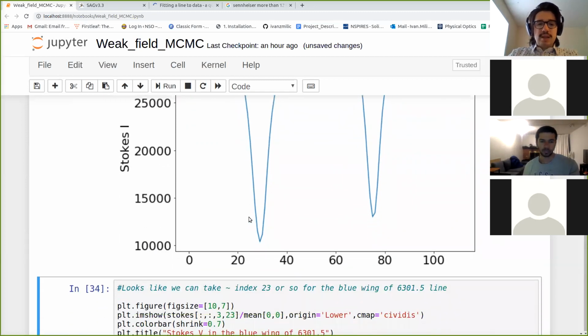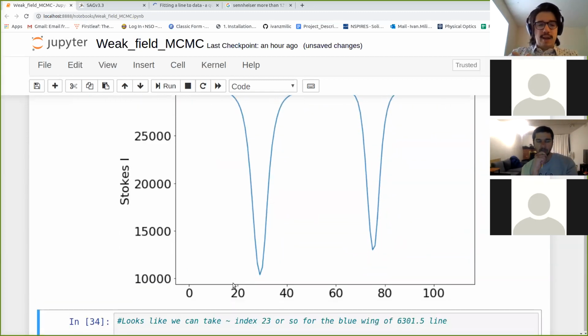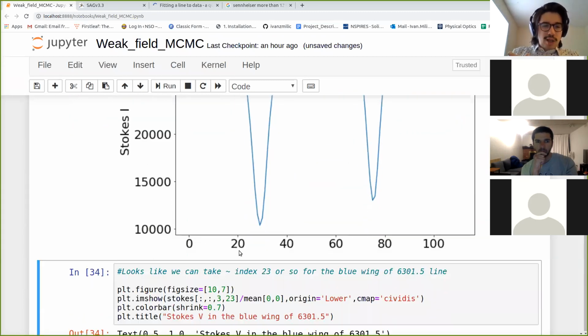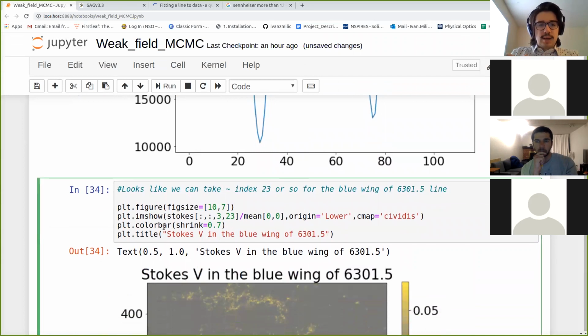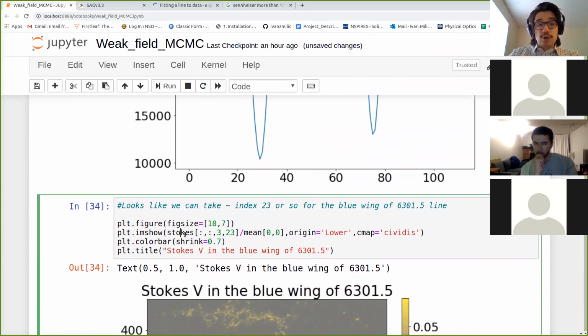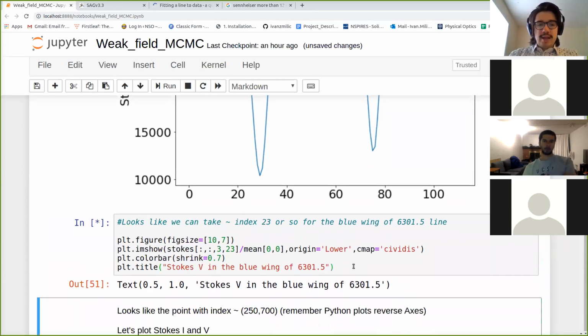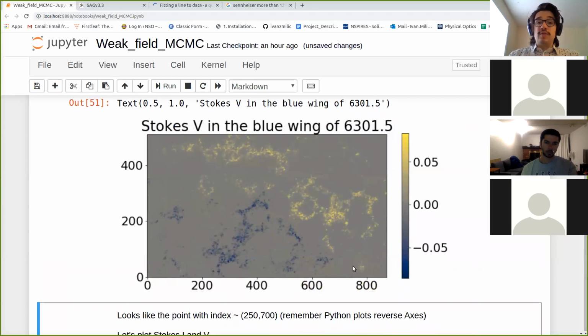So I roughly estimated that this index is roughly 23, just by my educated visual guess, and I'm plotting here now the image, which means I'm plotting the Stokes parameter at each spatial point. Stokes parameter 3, which means Stokes V, at wavelength point 23, and I'm dividing it by the mean continuum, okay? And when we plot that, we're basically going to get the Stokes V map in the blue wing of 6301, and this is already beautiful. This already tells us where the magnetic field is, because the magnetic field is creating the circular polarization, and now we see what is happening.